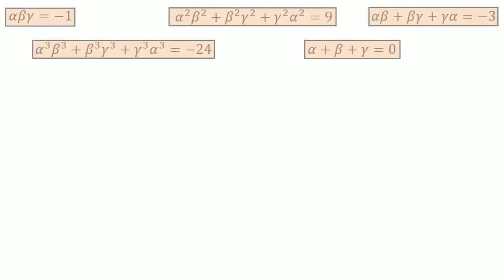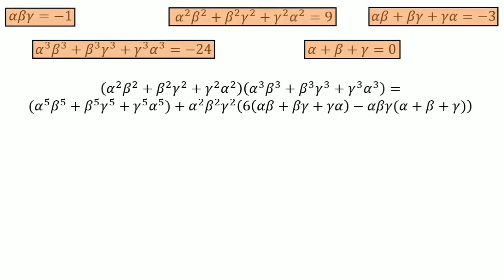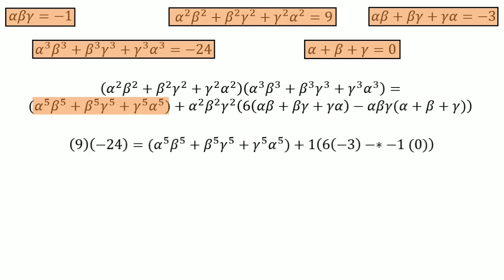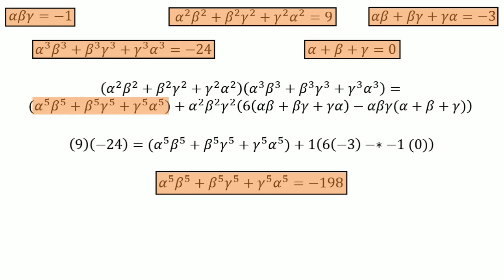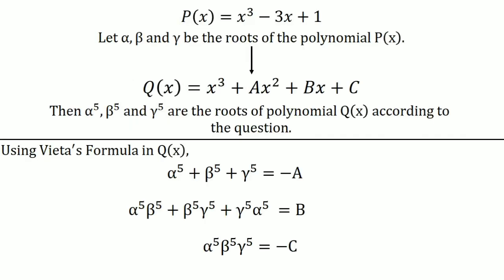Now we have all this given information, and we have this equation to find the value of this. Now we put all the values, so finally we have (alpha beta)^5 + (beta gamma)^5 + (gamma alpha)^5 equal to negative 198, and this is a very important result. So we go back to our first page.